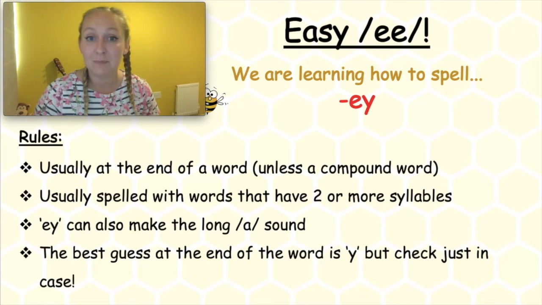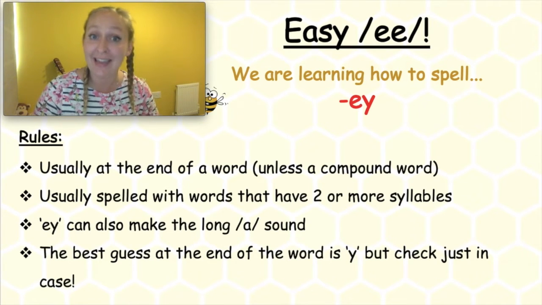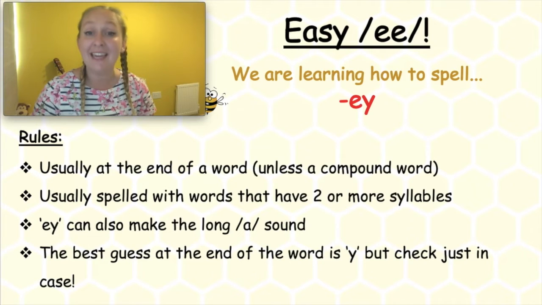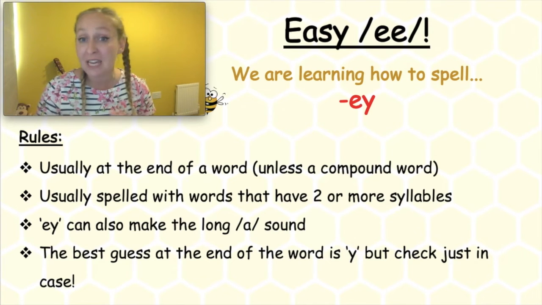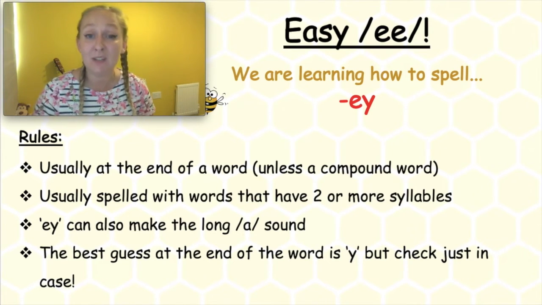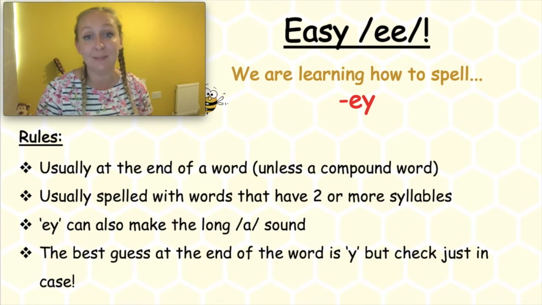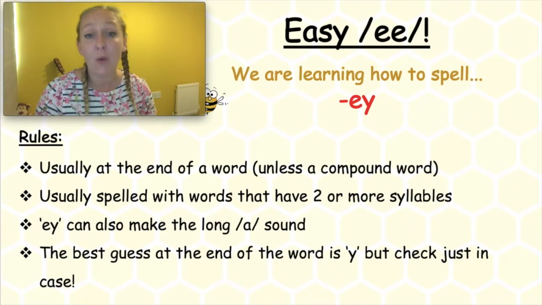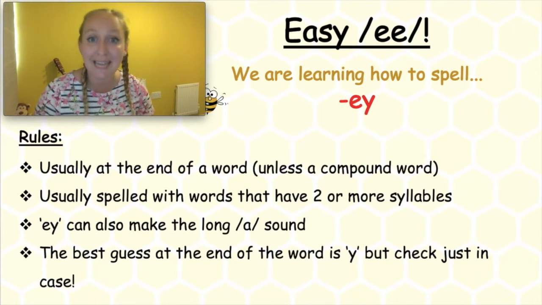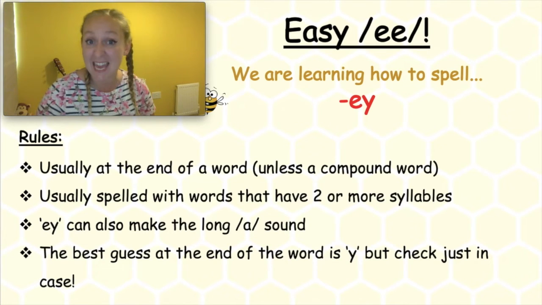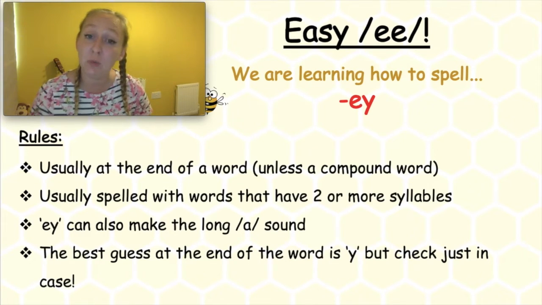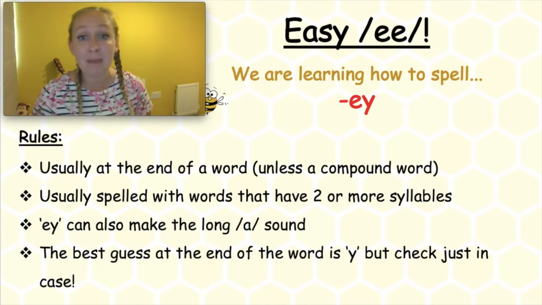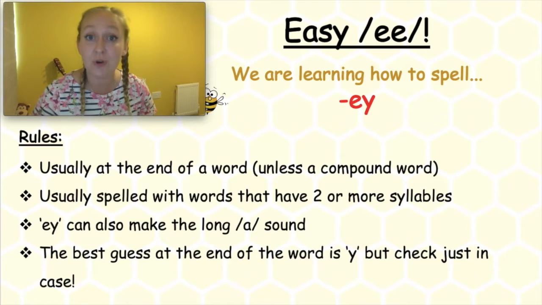Okay? Now, the E and the Y as the long E can be tricky because the E and the Y can also make the long A sound. So if you're not sure, always check. Try it with both. Try it with the long E and also try the long A as well, just in case. Now, the best guess when you're spelling a word that has a long E at the end of it, for example, happy, the best guess is to use a Y. But there are some times where you will need to use an EY. There aren't many, but sometimes. So if you're not sure, check.